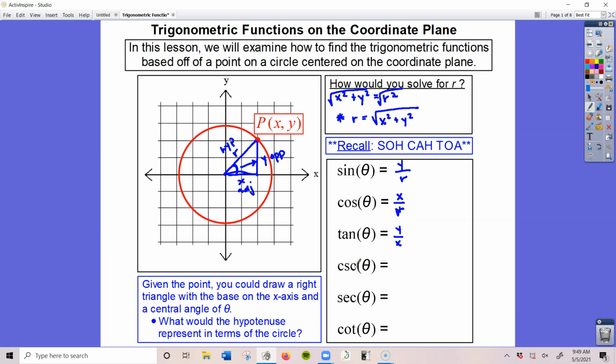In a previous lesson, we learned that cosecant, secant, and cotangent are the reciprocal functions for sine, cosine, and tangent. Cosecant is the reciprocal of sine, therefore cosecant is r over y. Secant is the reciprocal of cosine, so r over x. And cotangent is the reciprocal of tangent, so x over y. We're going to use these properties to figure out our trigonometric functions when we're given a point.